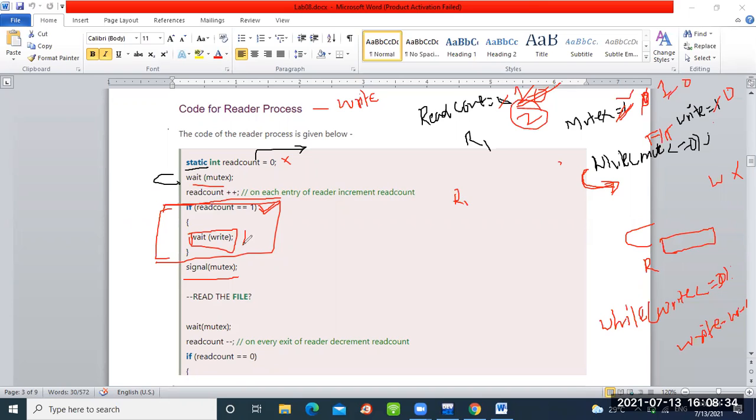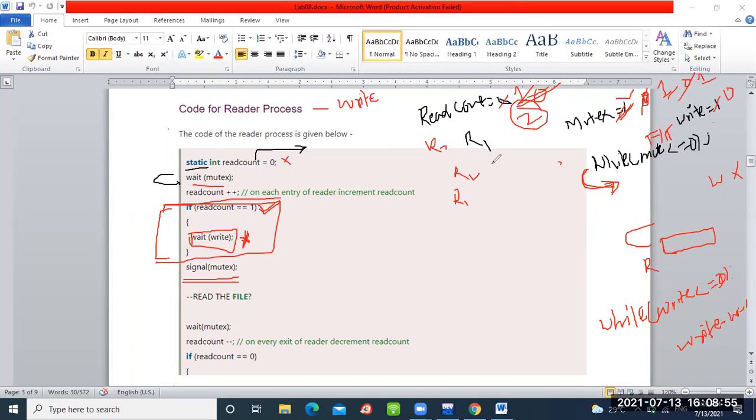So we will simply ignore this step because this is already blocked. We have already blocked this writer part. Fine. So once the reader is going out, it will signal the mutex, making it equal to 1 again. Fine. This is how any number of readers can enter: R1, next R2 can also go, R3 can also go.